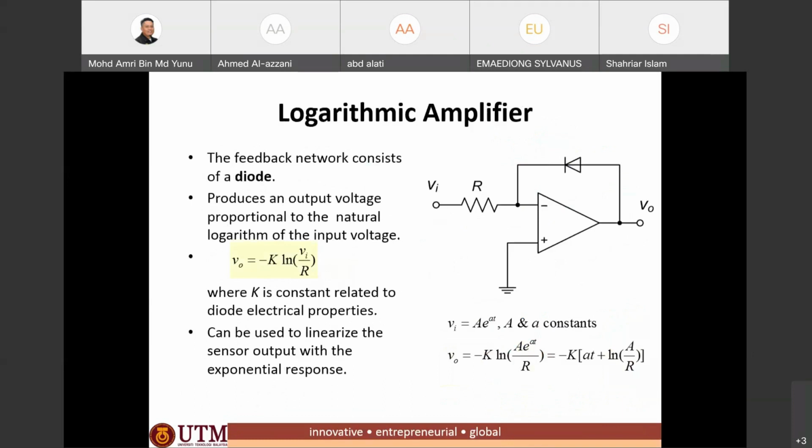So the output will be linearized according to this equation. If you have an input that is non-linear, the output can be linearized. This is one application of the logarithmic amplifier.